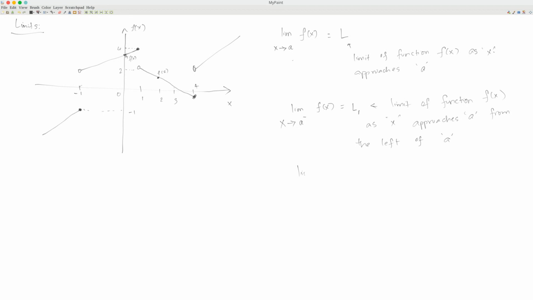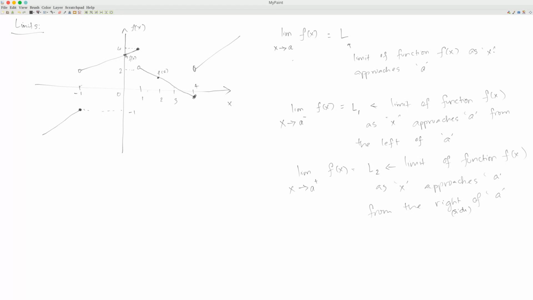Similarly, I could say x is approaching a from the right side. We denote it as a plus, f of x. I'll call it L2. This would be the limit of function f of x as x approaches a from the right side of a. By right I mean right side.